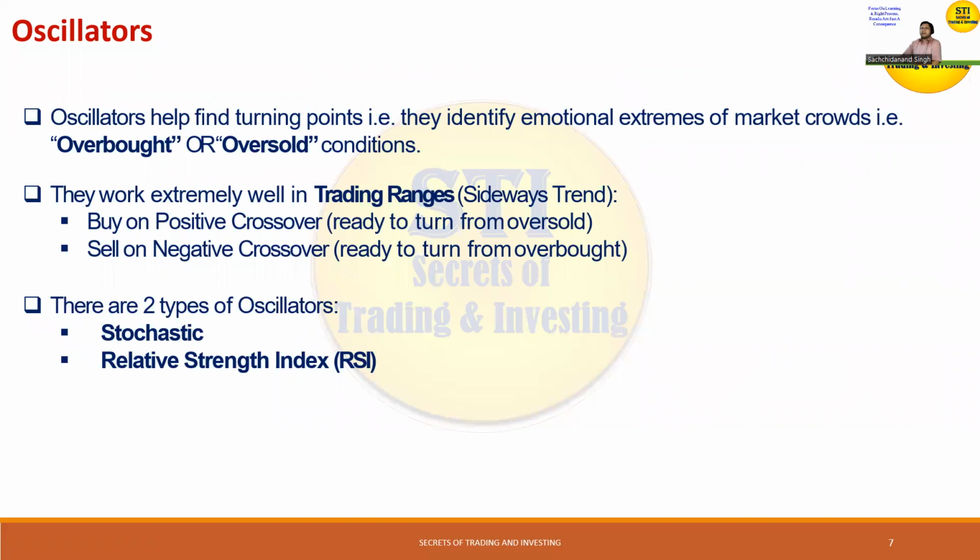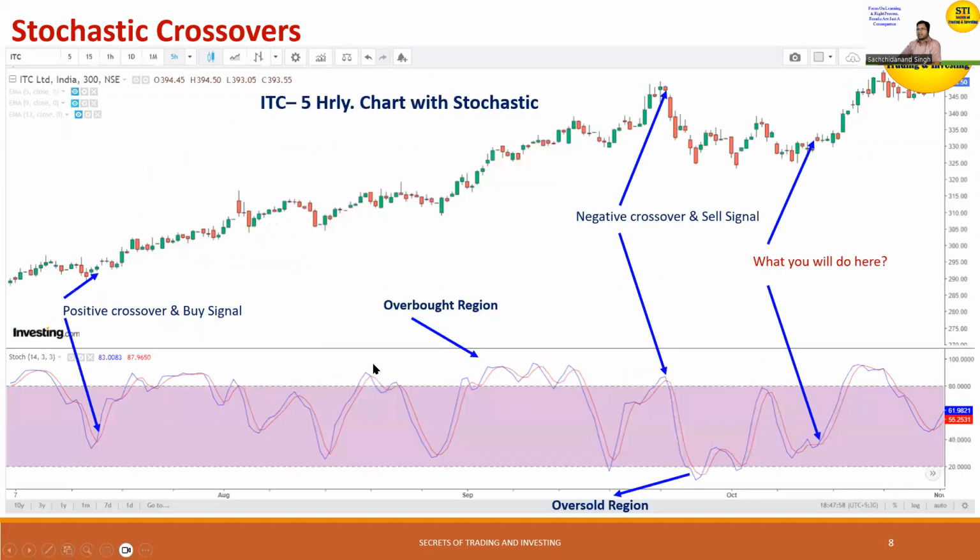The oscillator, as we just discussed, has two types, stochastic and RSI. And why is it called an oscillator? Because it oscillates between two lines, between 0 and 100. Within 0 to 100, most of the movement you can see is between 20 and 80, something like 20 on the lower side and 80 on the higher side. So that is where it will be most of the time.